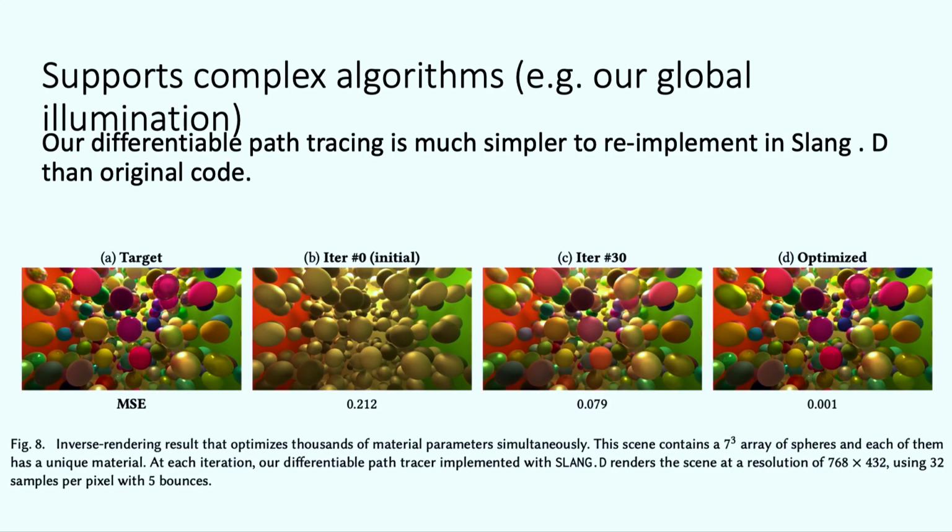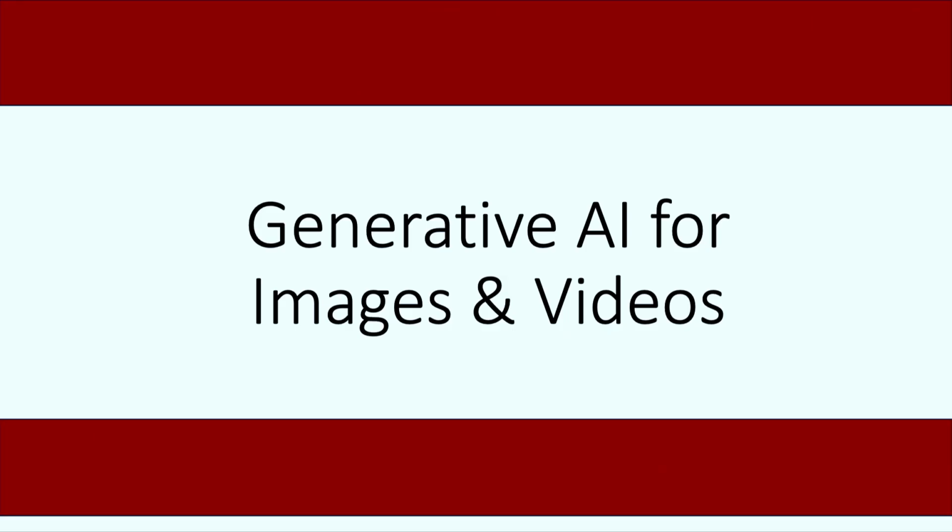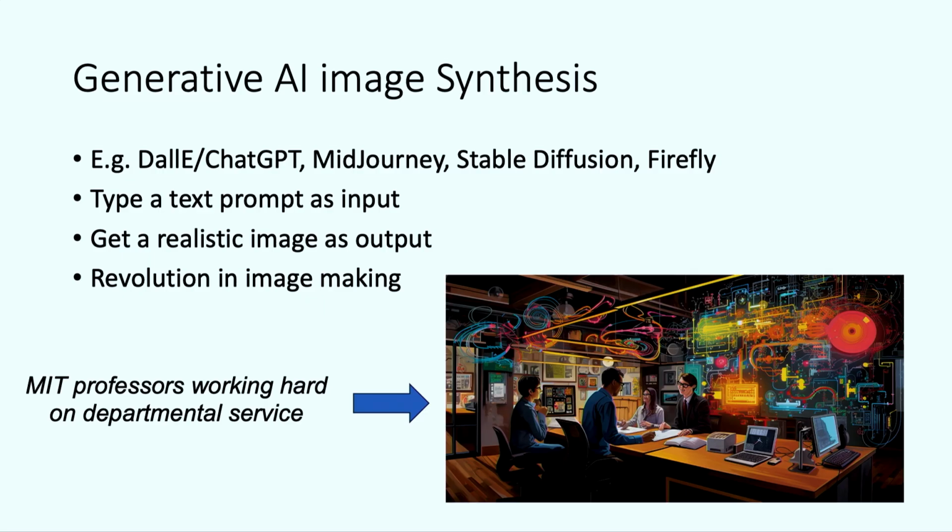All right, let's skip this. So that's the underlying infrastructure that allows us to do visual computing really fast. But now I want to talk about this big revolution in image making, which is generative AI and diffusion models.